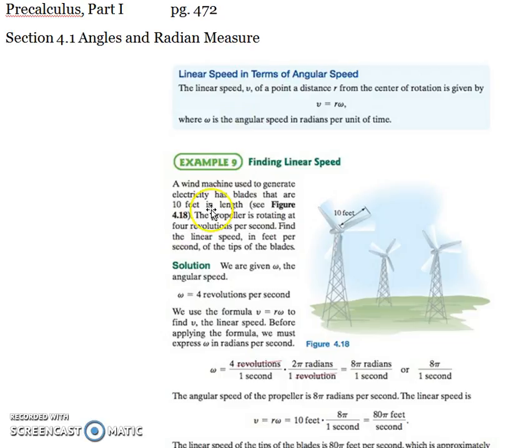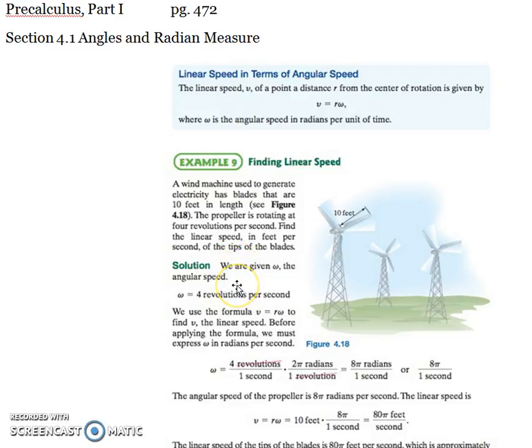A wind machine used to generate electricity has blades that are 10 feet in length. The propeller is rotating at 4 revolutions per second. A revolution is a full circle, which means 360. So 1 revolution is 360 degrees, or 2 pi. Find the linear speed in feet per second.